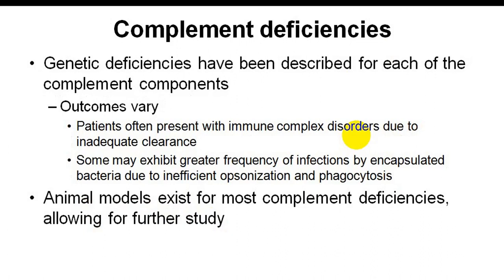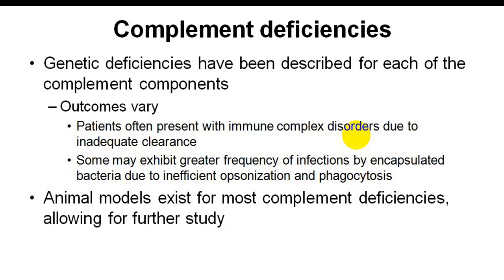Some of the complement deficiencies, genetic deficiencies, have been described for each of the complement components. Some of the outcomes may vary. Patients with immune complex disorder due to inadequate clearance are always susceptible to infection, whereas when the complement system is overactivated, it will lead to damage to the host cell. Animal models are available for further studies. Lots of research is being done.